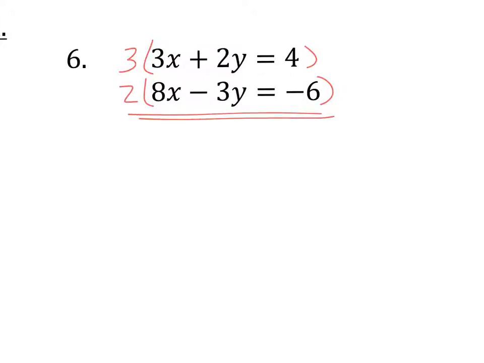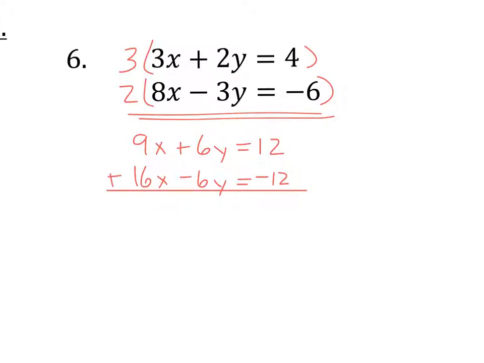Okay, let's rewrite here. So we have 9x plus 6y equals 12, when I multiply that 3 in. Bottom equation, when I multiply 2 in, I get 16x minus 6y equals negative 12. And now I am ready to add down. So 9x and 16x makes 25x. 6y and negative 6y eliminate. On the other side, 12 and negative 12 make 0. So then, to get x by itself, I divide by 25. And I end up with x equals 0, because 0 divided by anything is still 0.